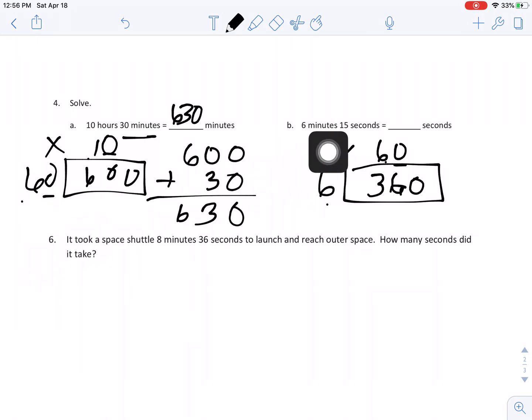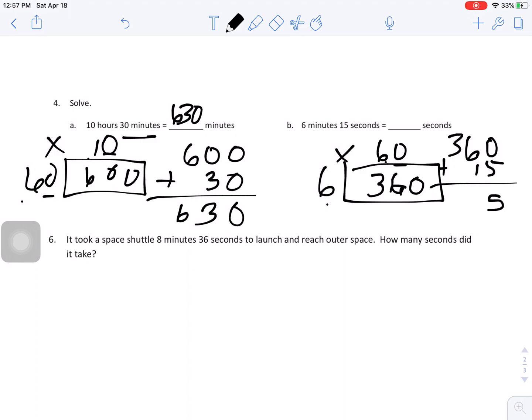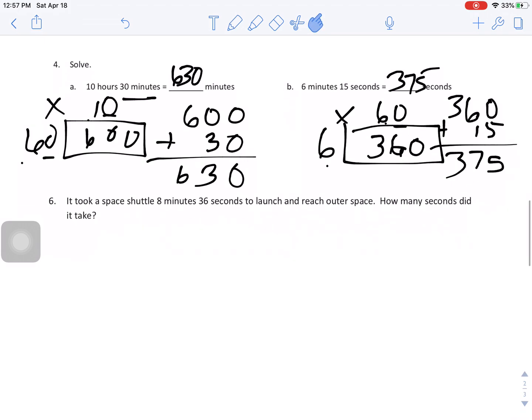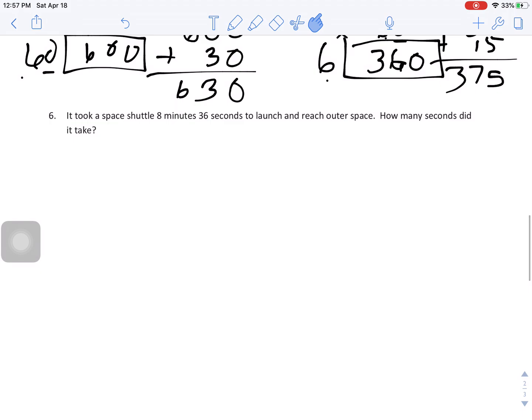That's how much are in 6 minutes. I still have 15 seconds. So I'm going to go my 360 plus the 15 seconds, add them up, and I have 375 seconds. You're also going to be solving word problems. So we're going to have to find, what am I converting? It took a space shuttle 8 minutes 36 seconds to launch and reach outer space. How many seconds did it take?